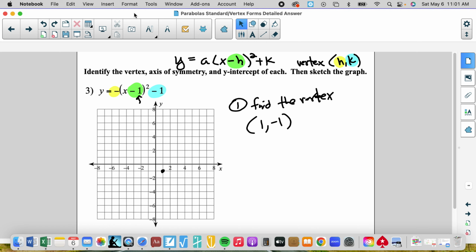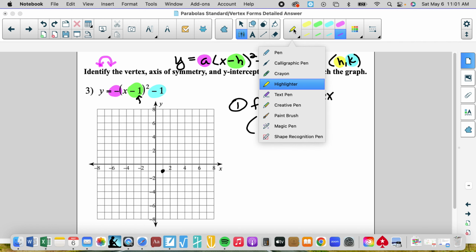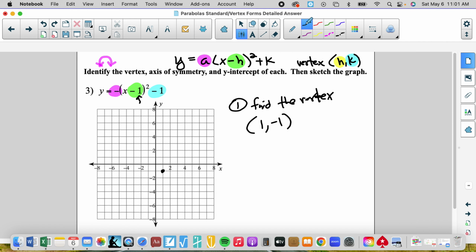So we see that A is negative. Let's not do yellow because we already have yellow for the H. Let's do purple. My A value is negative, so I know that my parabola is going to be upside down. And that's good just for having a good idea of where your next points should be. Are they reasonable? Are they in the place that makes sense?